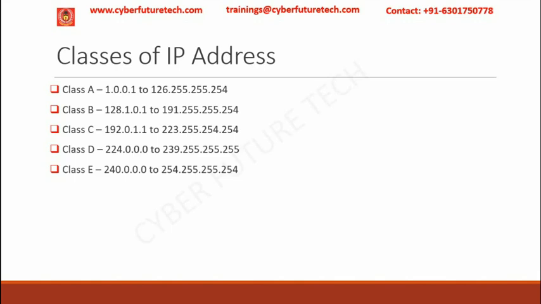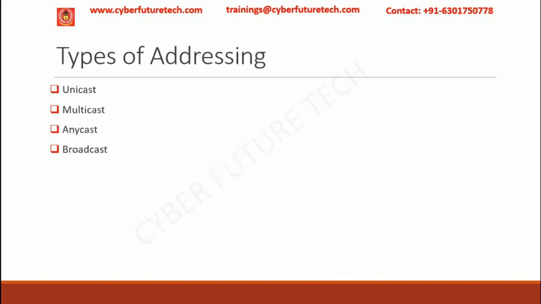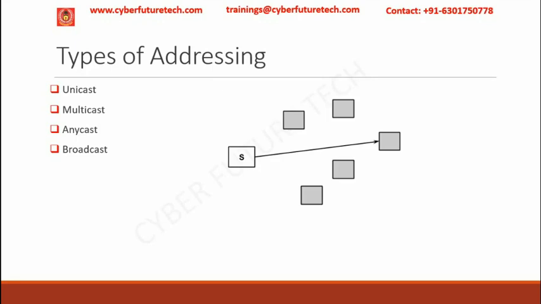Classless addressing is also known as CIDR, Classless Interdomain Routing. In this, there is no boundary on network ID and host ID. Types of addressing. There are 4 different types of addressing. They are unicast, multicast, anycast, and broadcast. Unicast. It is a single interface address that uses one-to-one communication. It directly delivers the packets to a specific host.